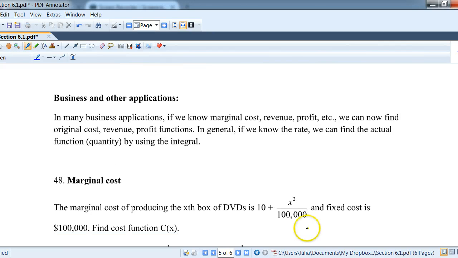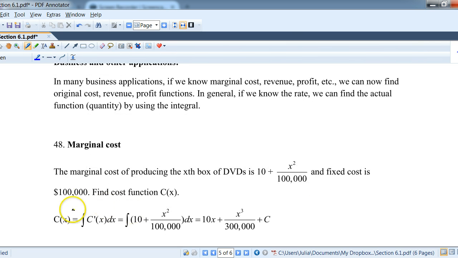Let's say we have the marginal cost, 10 plus x squared over 100,000, and the fixed cost is 100,000. This information would be needed to solve for the constant later. And we need to find the cost function. So it's important to set this up. We know that the marginal cost is C prime of x. That's important to know. It's the derivative of the cost.